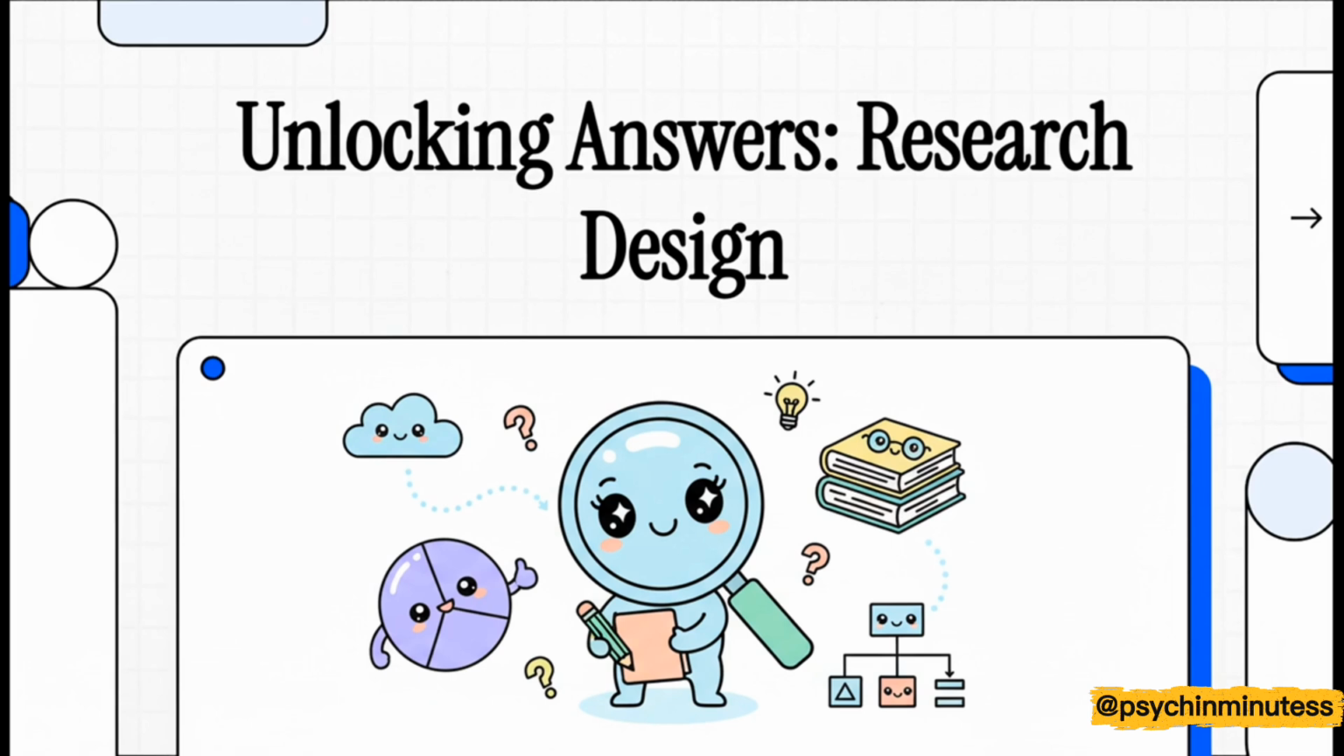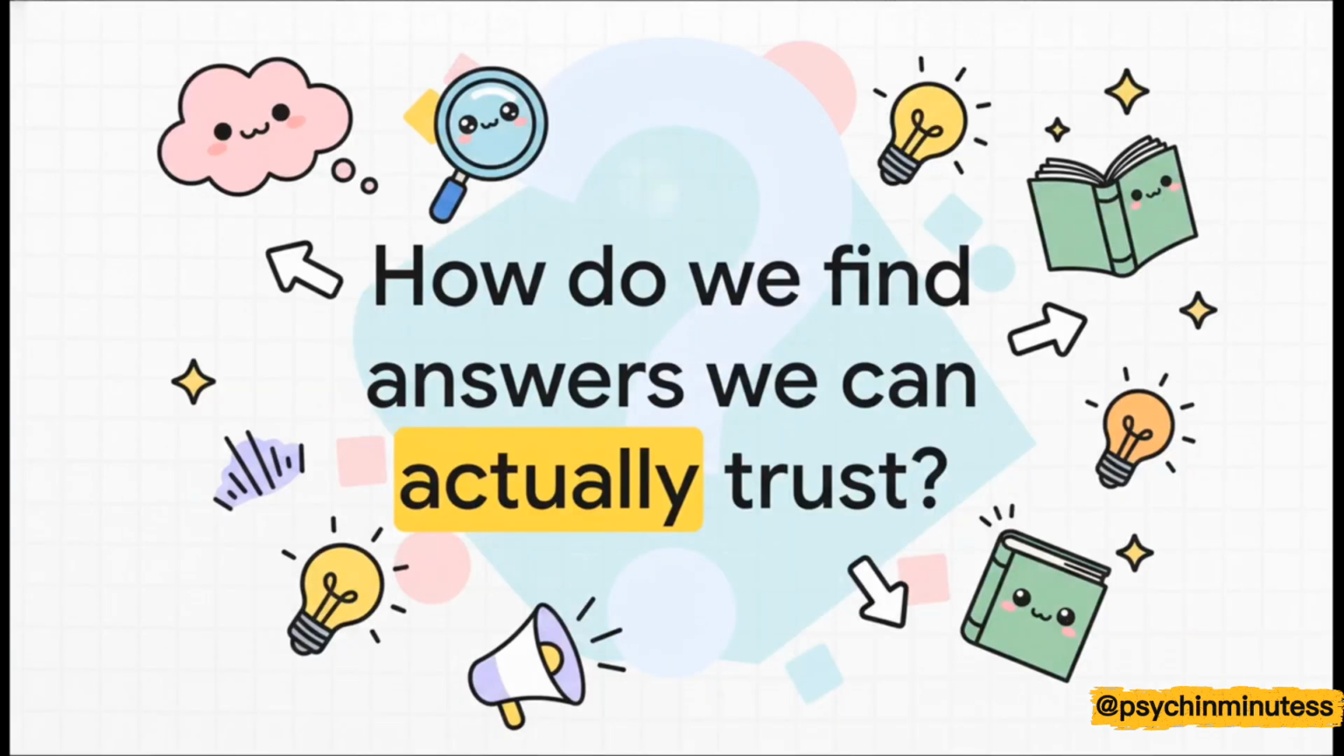How do we find answers we can actually trust? It all comes down to something called research design. I mean, think about it. We're constantly bombarded with information, right? All these claims, these so-called studies. So how do you cut through all that noise and get to what's real? Well, it turns out it's not just about asking a question. It's all about how you go about finding the answer.